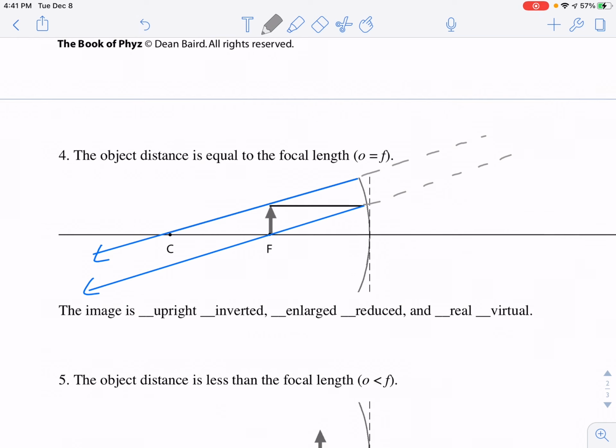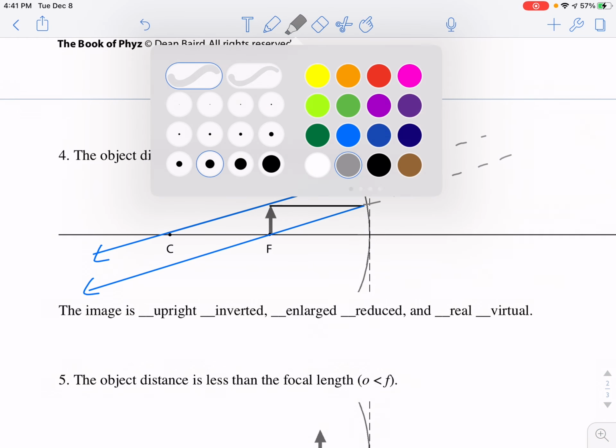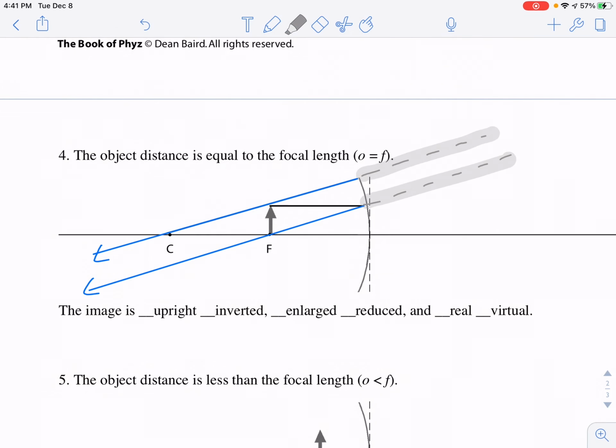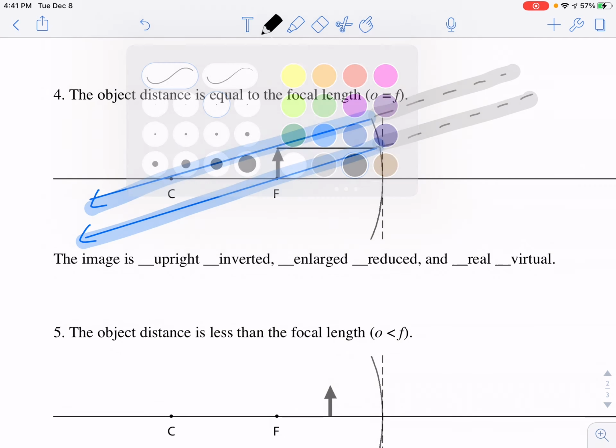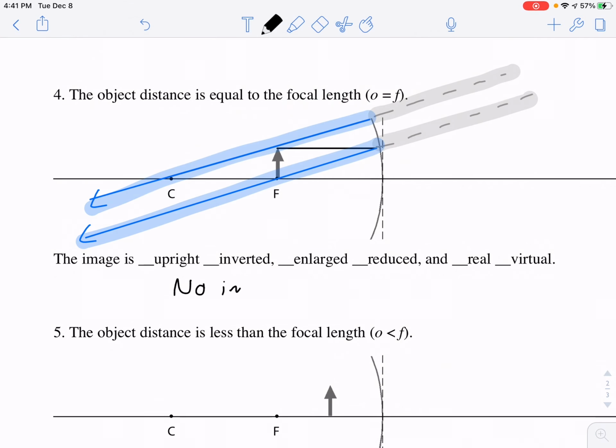And what you should notice is your back rays are parallel and your reflected rays are parallel. In other words, we have a very unique situation in which no image is formed. In order to form an image, you have to have either reflecting rays intersect or back rays intersect. It has to be one of the two.